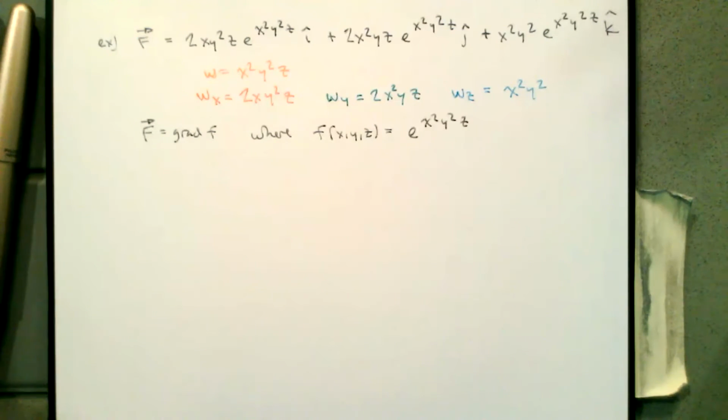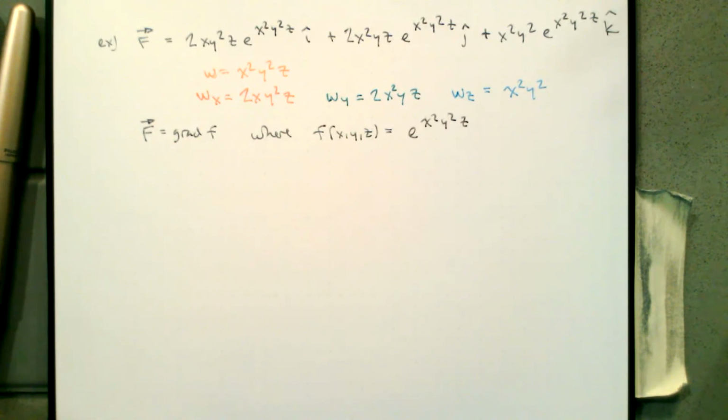We're not ignoring what's in front. What's in front is where, that's all going to be the dw. We're thinking of integrating 2xy squared z e to the x squared y squared z with respect to x.